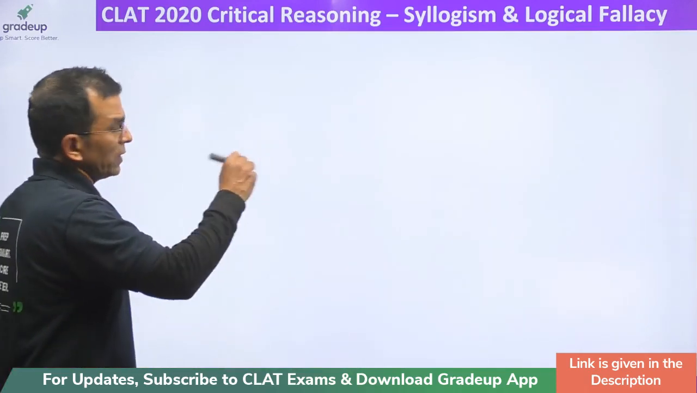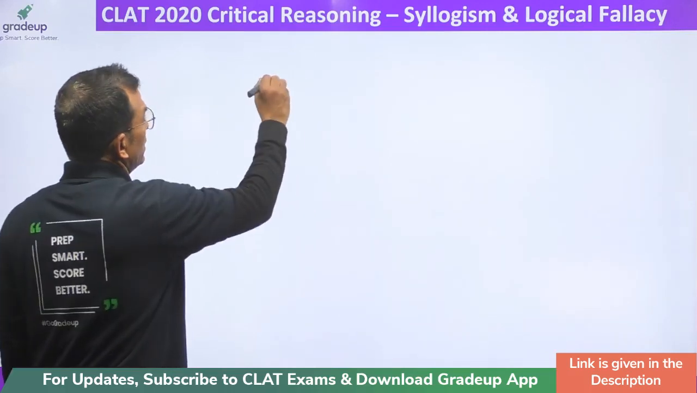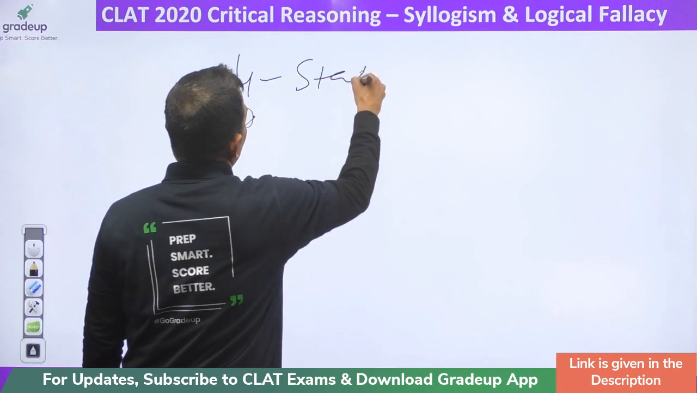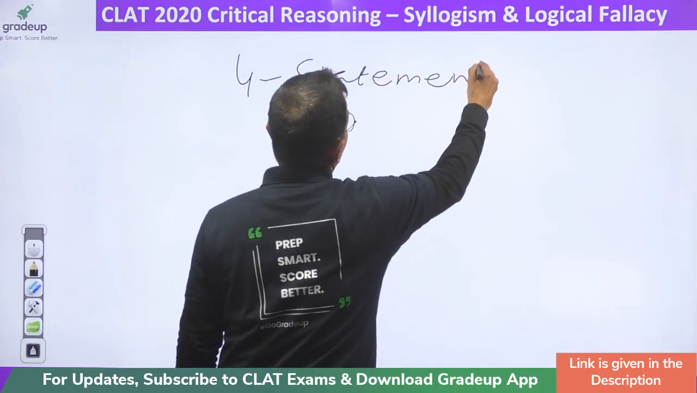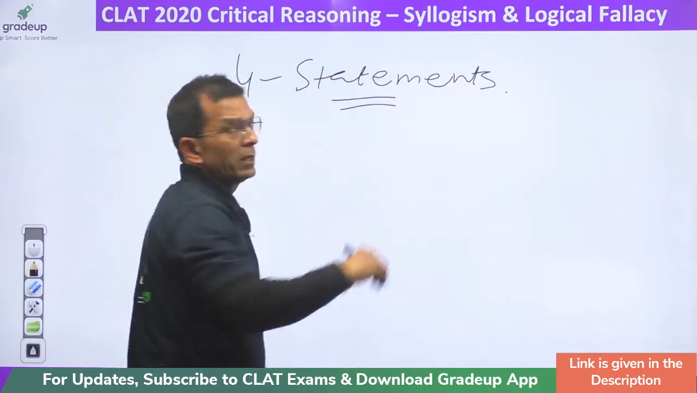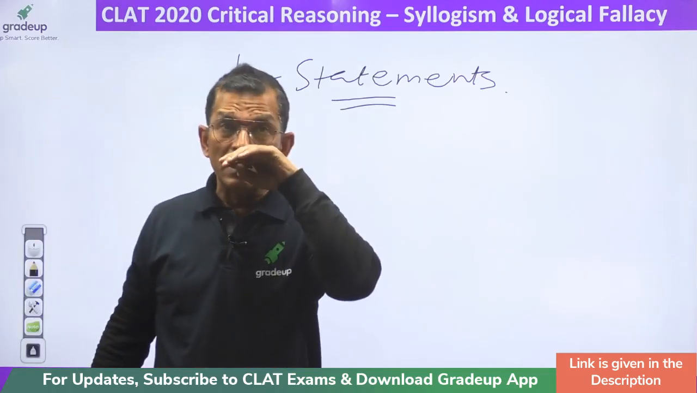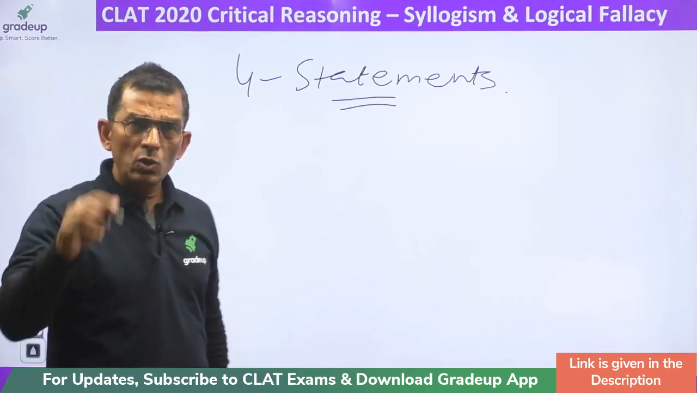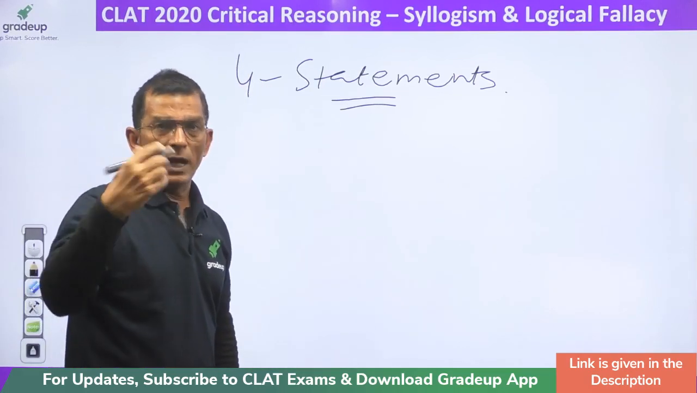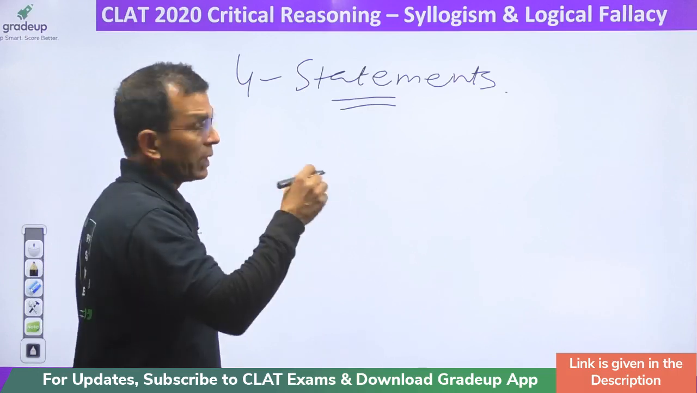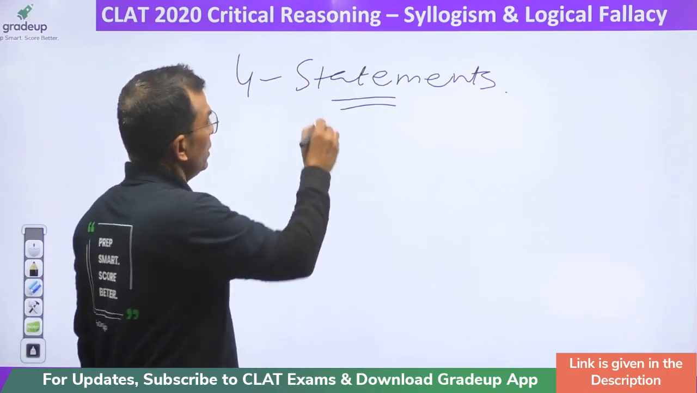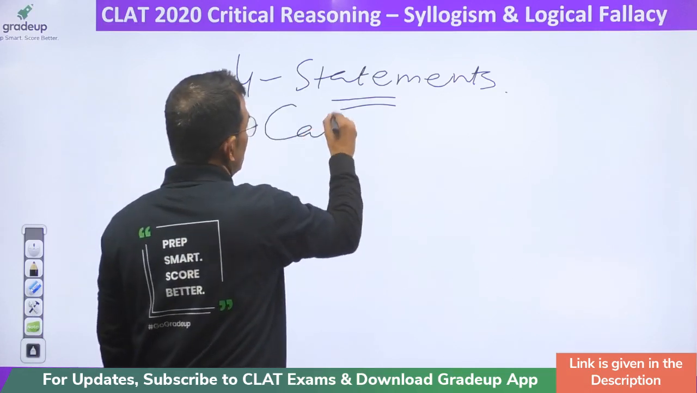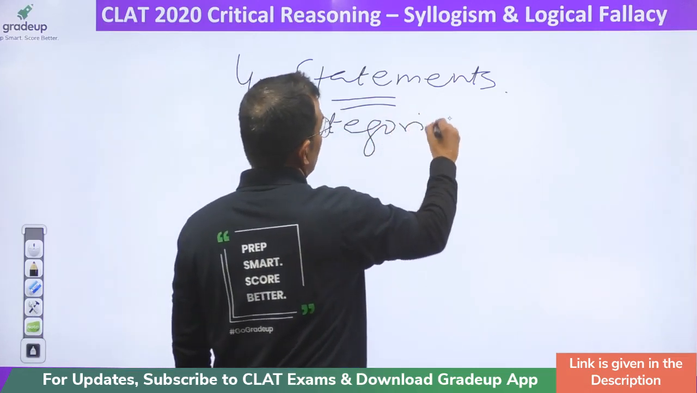So, let's first of all understand something. There are basically 4 statements which human beings use to create logic. You don't require a pen and copy right away. You have the video, you can see it later also. Just pay attention. These basic 4 statements are called categorical statements.